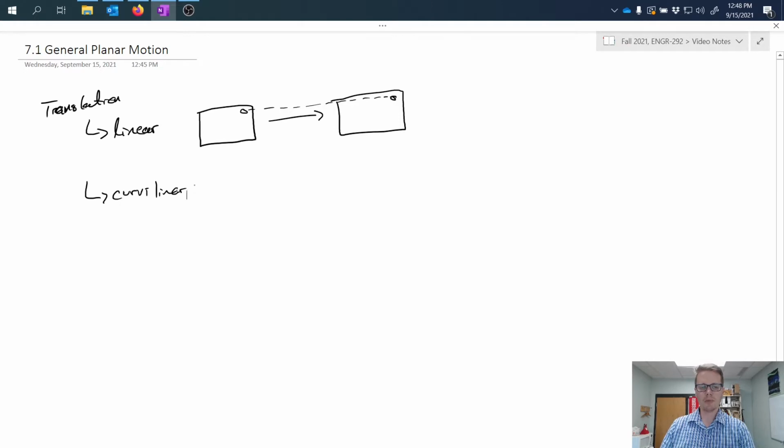We've also talked about curvilinear motion. And in curvilinear motion, we get the same general thing, that an object moves from one location to another, but now, perhaps as it moves between those two locations, it travels along some path that's not represented by a straight line.